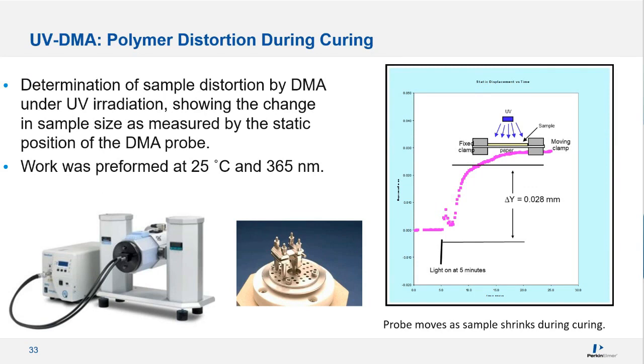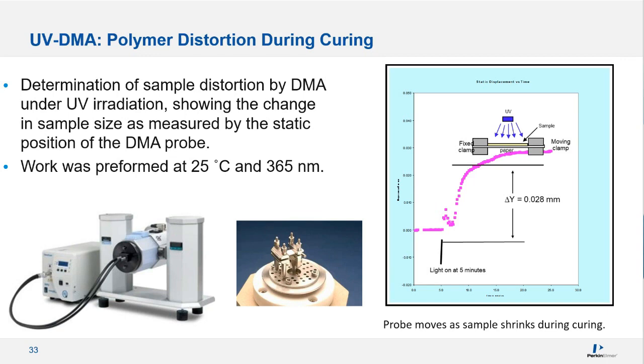This slide shows how DMA with a UV accessory is used to study the distortion of polymer during the curing process. Acrylic resin samples were prepared by coating the material on the paper backing and then running a single cantilever geometry. When the UV is turned on and photo curing begins, distortion of the sample was measured in the DMA by tracking the static position of the probe.